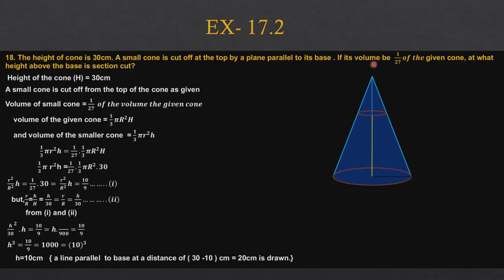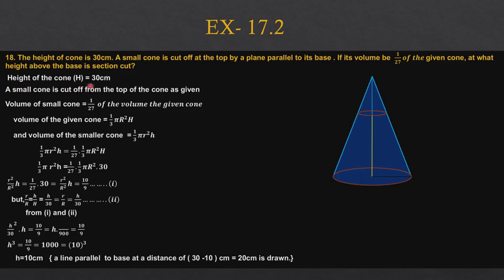Now, if its volume is 1 by 27th of the given cone, meaning the volume of this cone is 1 by 27th of the bigger cone, at what height above the base is the section cut? So we need to find the length of this yellow line. We need to find the distance between the two bases of the cones. So we know the height is given, so let us begin.